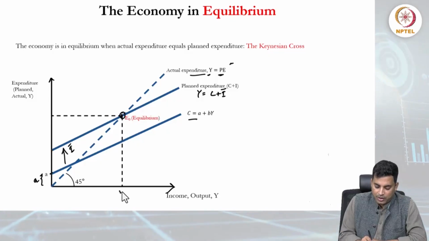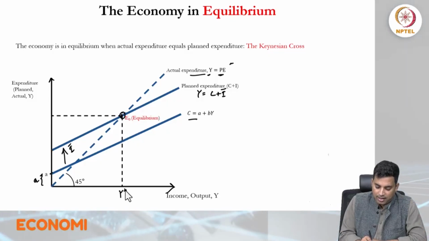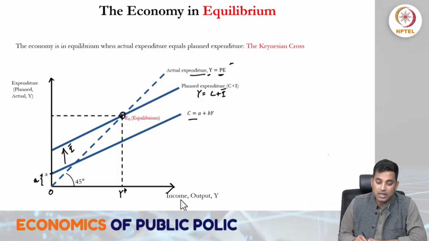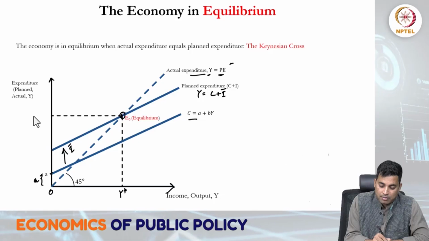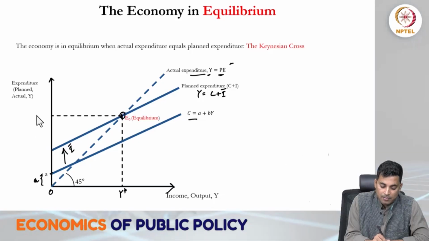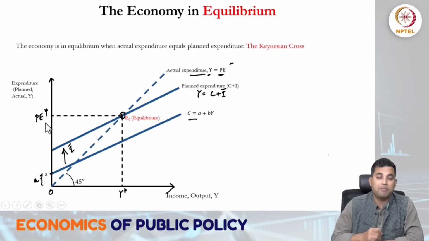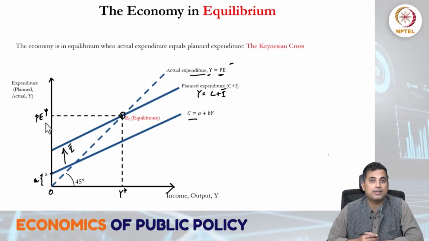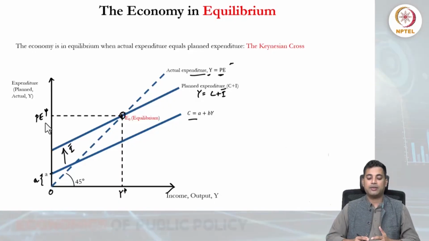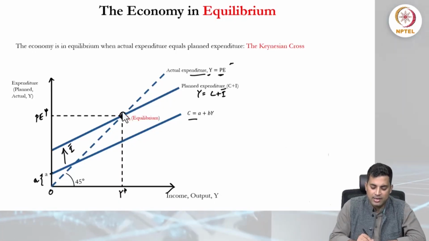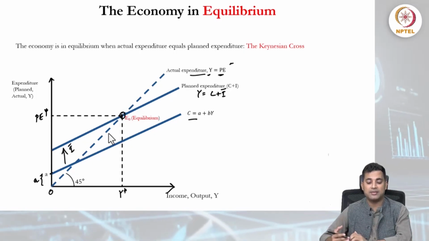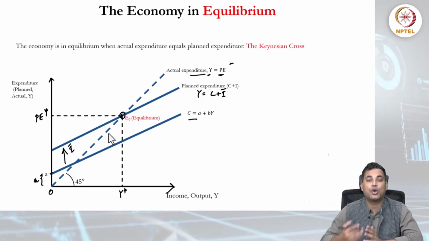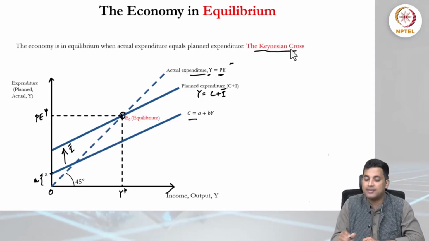So this is what we call the Y star amount of income or output that we get from the planned expenditure point of view, PE or E star level. This is the equilibrium condition, this point E where planned expenditure meets actual expenditure. That cross is popularly known as the Keynesian cross.